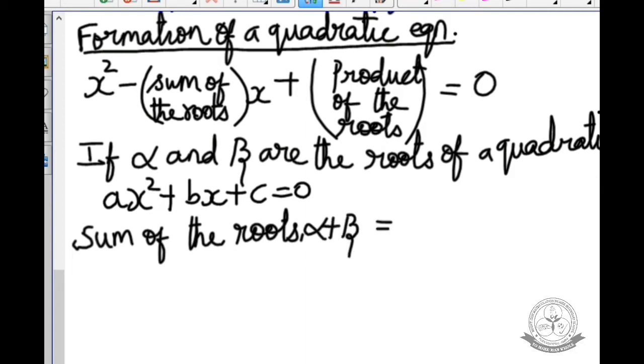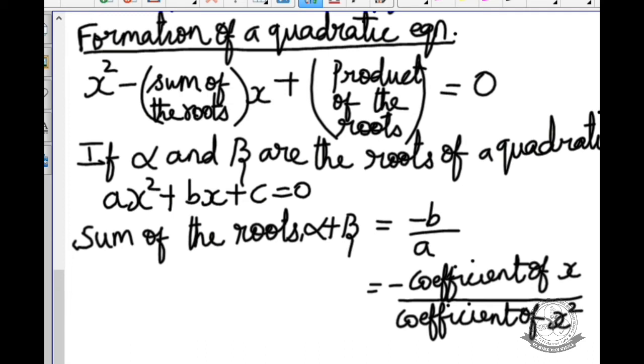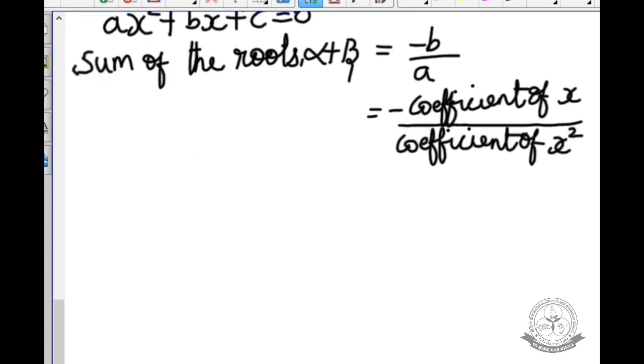The formula is given as minus b by a, or you can write it as minus coefficient of x divided by coefficient of x square. Sum of the roots means you can write like this. Next one, product of the roots.